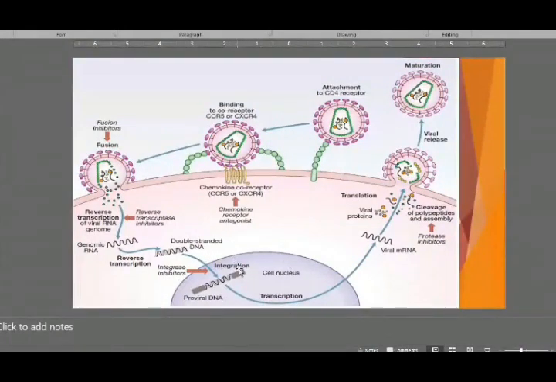Upon activation of the cell, the genomic DNA will be able to synthesize viral messenger RNA. Through this viral messenger RNA, there will be synthesis of viral proteins and peptides, and these are cleaved by the protease enzyme in order to incorporate them into the new mature viral particle. Then there is budding of the virus from the cell surface and release of the mature virus.